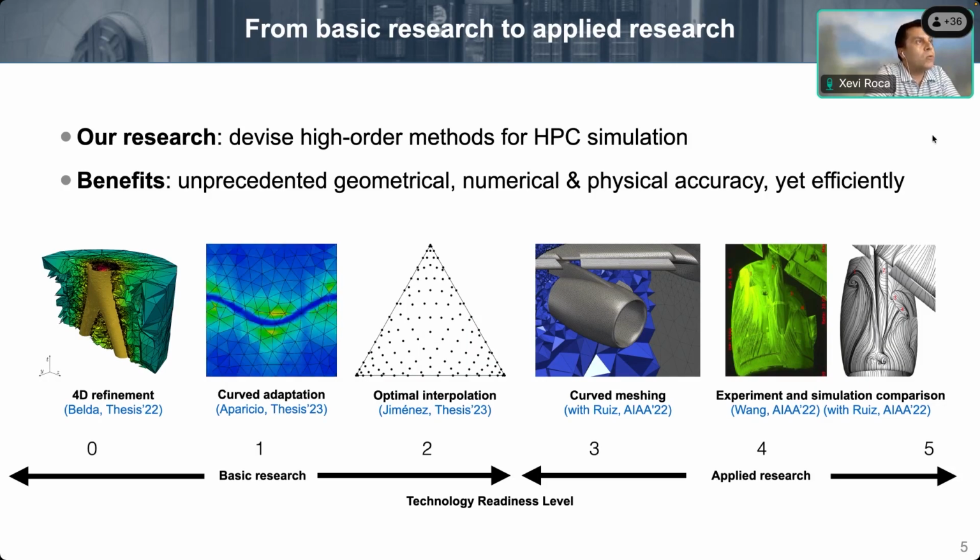And we always are worried about unprecedented geometrical, numerical, and physical accuracy. We were mainly focused in this part of the geometrical accuracy, but also in numerical aspects of high-order methods. And nowadays, we are working also in terms of physical accuracy. And always taking into account that we want to be efficient. And I'm going just to overview three basic research results. These are the last theses of the group.